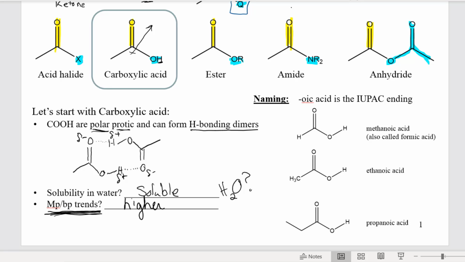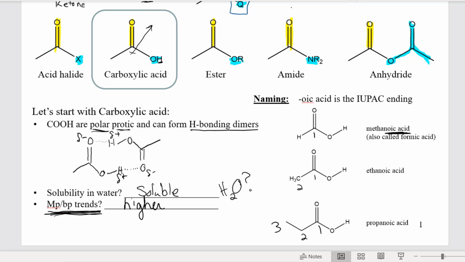As for naming, you all know I'm not huge on spending a ton of time on IUPAC naming, so here is the simplicity of it. The ending is oic acid, right? You've got one carbon, it's methanoic acid. You've got two carbons, you've got ethanoic acid. Three carbons, it's propanoic acid. That's about all I'm going to go into it. Oic acid indicates that you have a carboxylic acid attached.